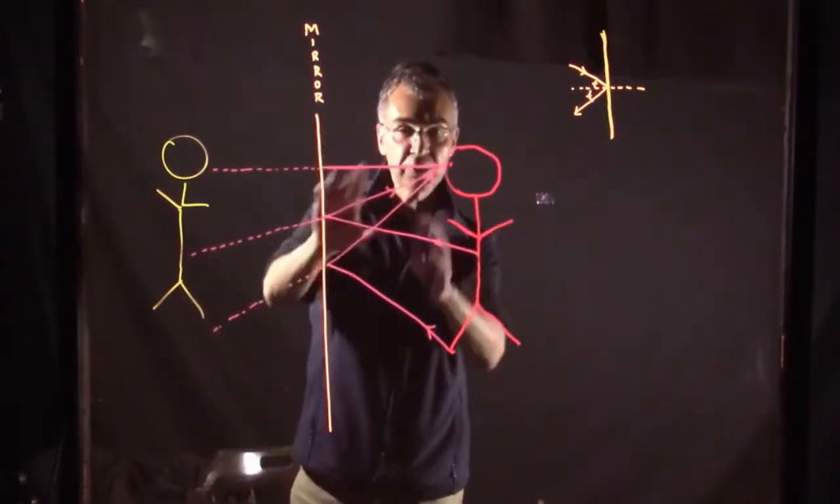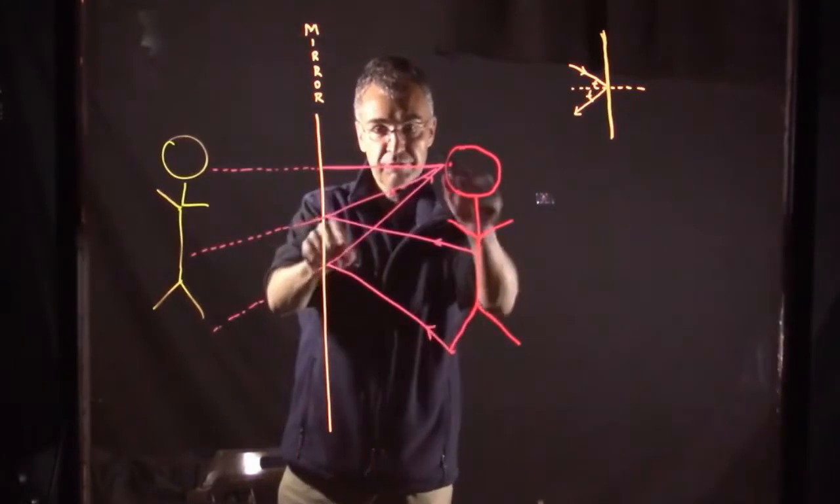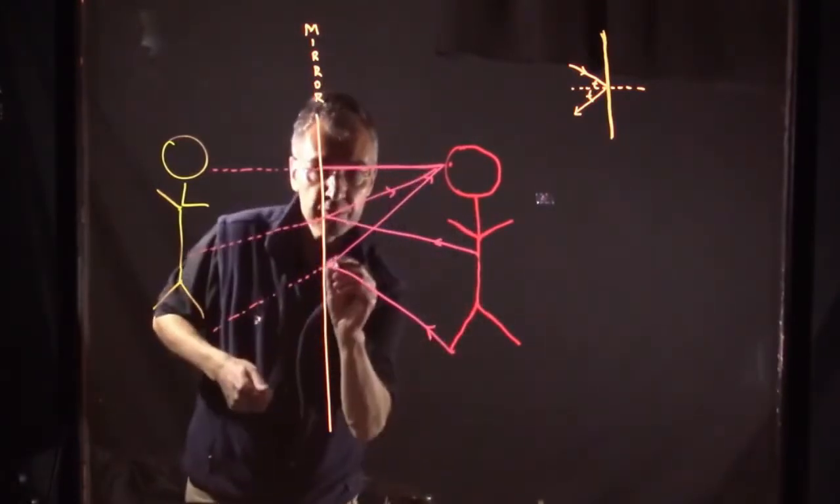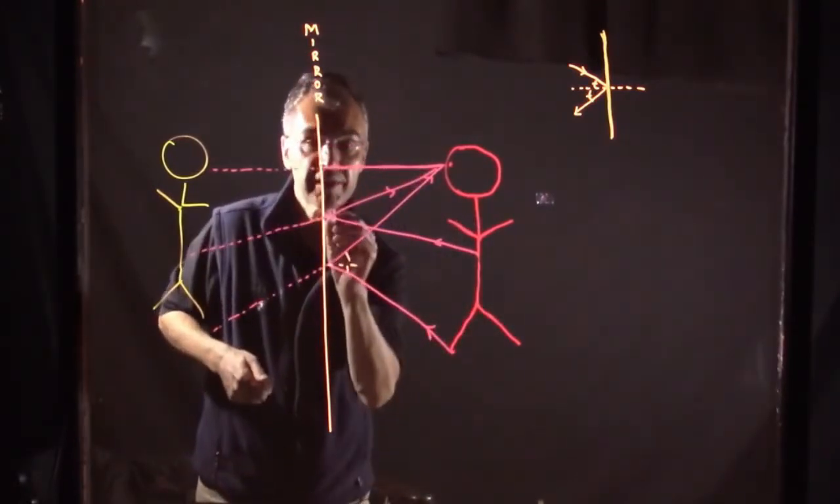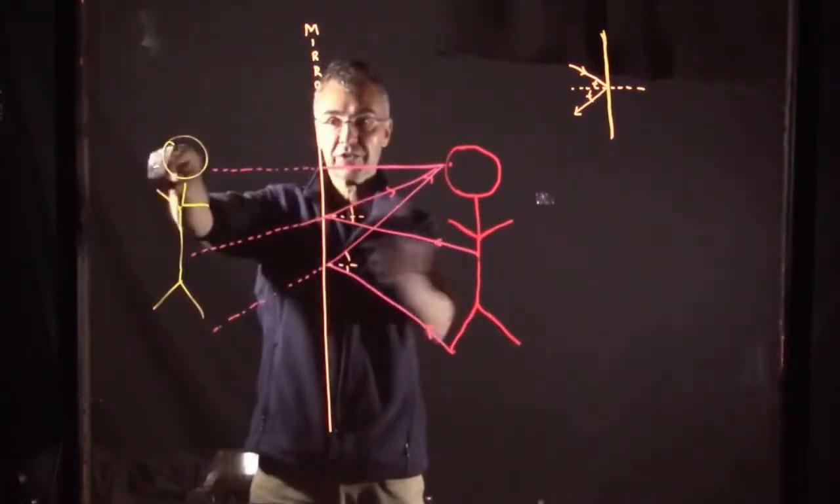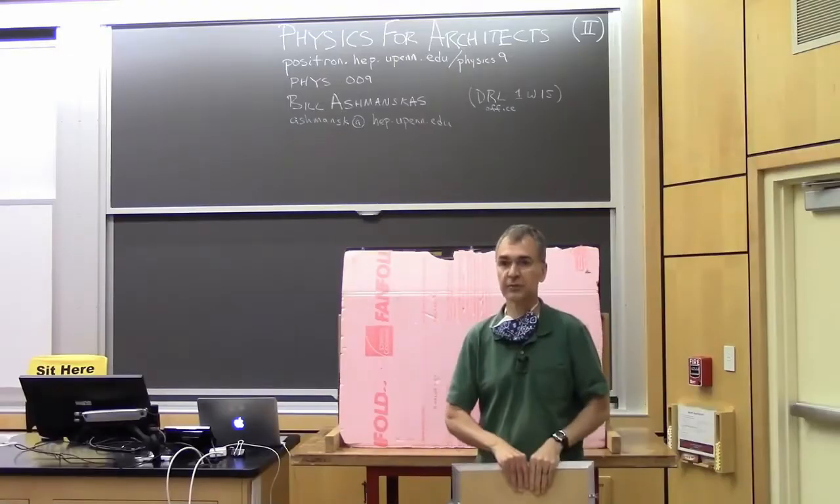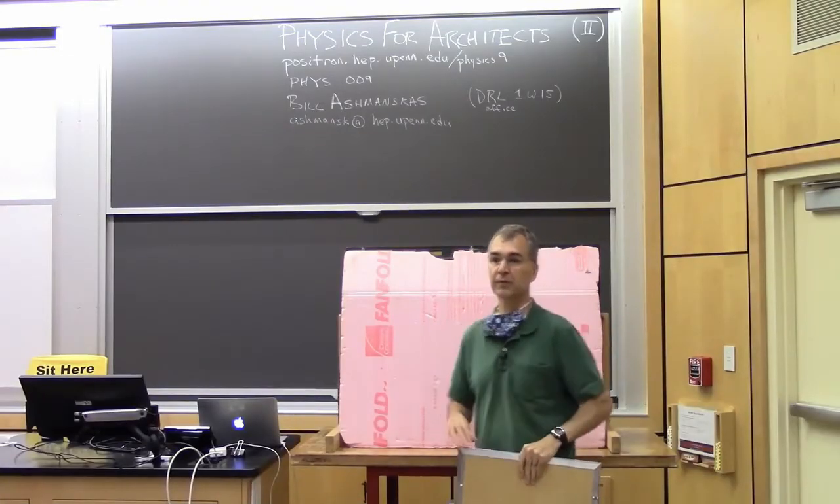Your brain doesn't realize that the rays are bouncing. So your brain thinks that the rays are going straight. But in fact, they're bouncing with this angle with respect to the surface normal. This angle is the same as this angle. Or this angle is the same as this angle. And these angles are both zero. So you see what looks like a reflection of you as far away on that side as you are on this side. You're accustomed to the idea that adding a mirror to a space makes the space look bigger.